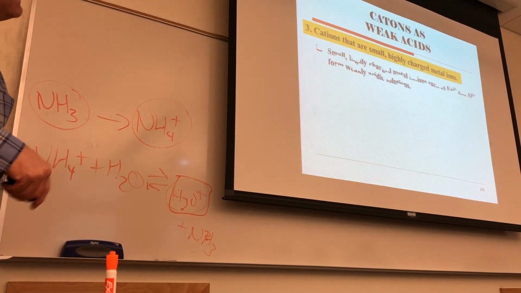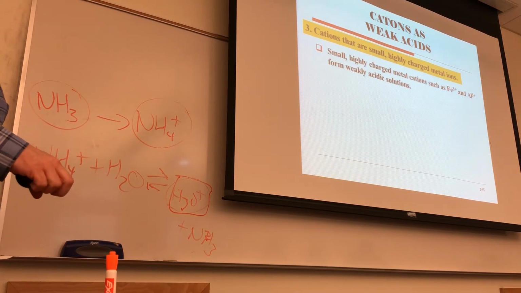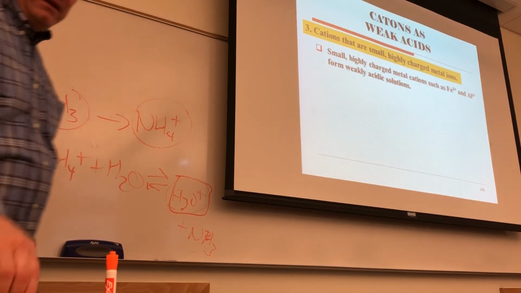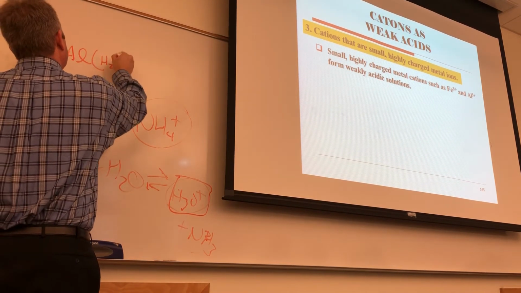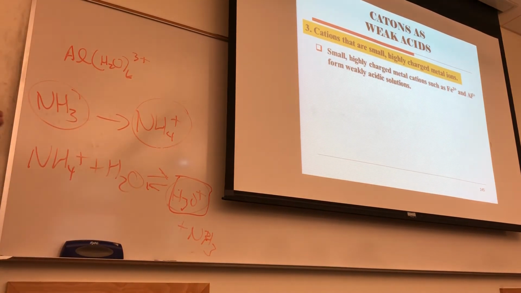Okay. Cations that are small, highly charged metal ions. I think we saw some solution that looked like aluminum with 6 H2Os. It was Al3+ and 6 H2Os, right? So that would be Al(H2O)6 3+ or something like that. Yeah, that's the example, right? That's something we looked at early on.